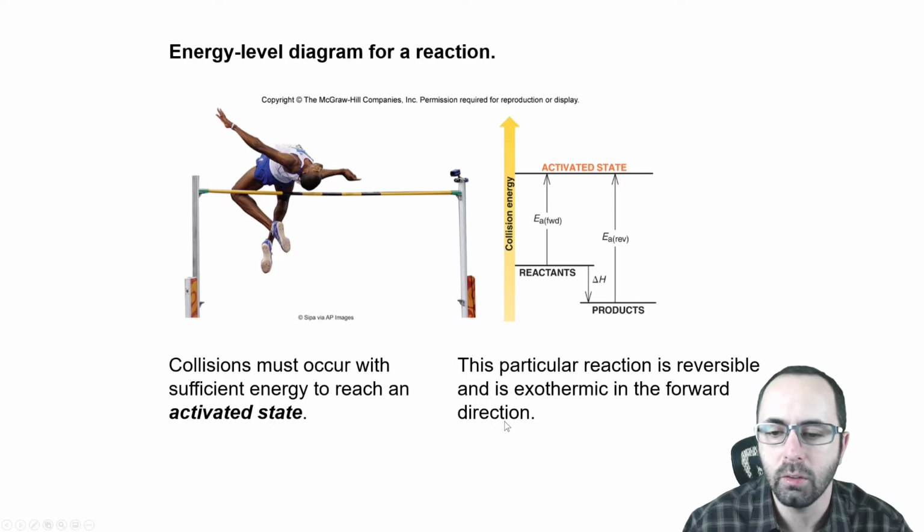So in this reaction, we can see that it's exothermic because the delta H is negative. The reactants have more potential energy than the products. So as a result, the activation energy in the forward direction is smaller than the activation energy in the reverse direction. In an endothermic reaction, the opposite will be true, and I'll show you an example of that.